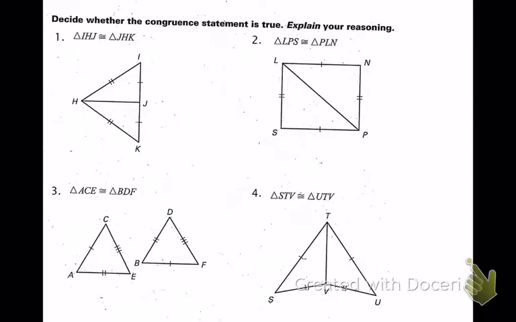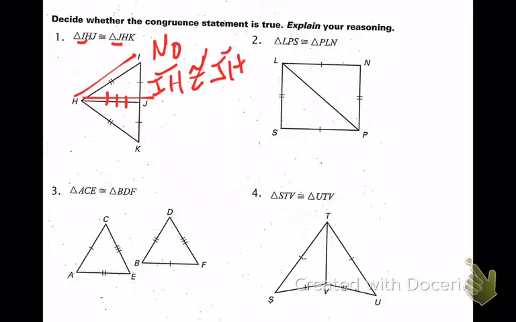So some examples here. Decide whether the congruence statement is true and explain your reasoning. Well, first off, in these 2 triangles here, we would know by reflexive that these sides are congruent, but all we've got to do is check to make sure that the order is fine. So according to this congruence statement, IH and JH are congruent. IH is here, JH is here, and those are not sides that are congruent. So this is not true, and that's why. IH is not congruent to JH.